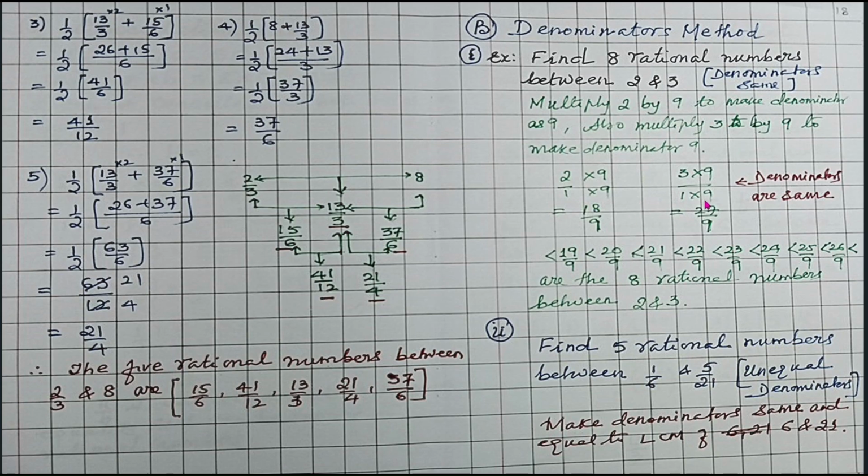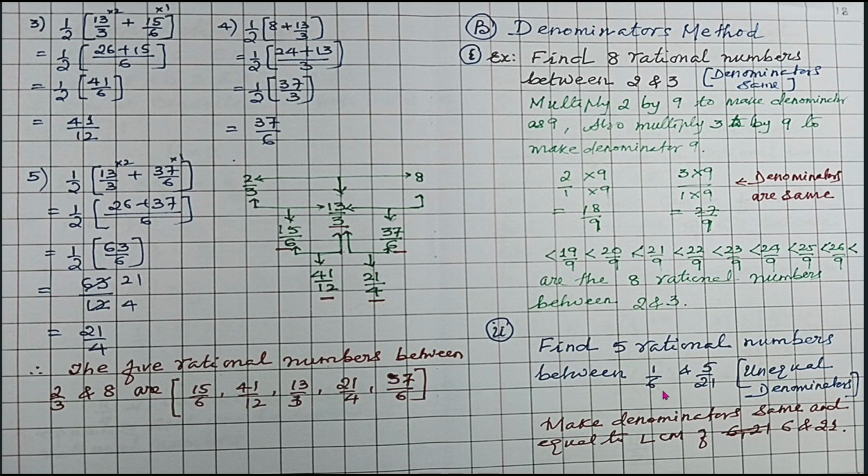That means the denominators are the same. Therefore the required 8 rational numbers are 19 by 9, 20 by 9, 21 by 9, 22 by 9, 23 by 9, 24 by 9, 25 by 9, 26 by 9, and these are the 8 rational numbers between 2 and 3. A very simple method, called the denominator method, and this was an example where the denominators are the same. Now let us consider an example where the denominators are different. Find 5 rational numbers between 1 by 6 and 5 by 21.